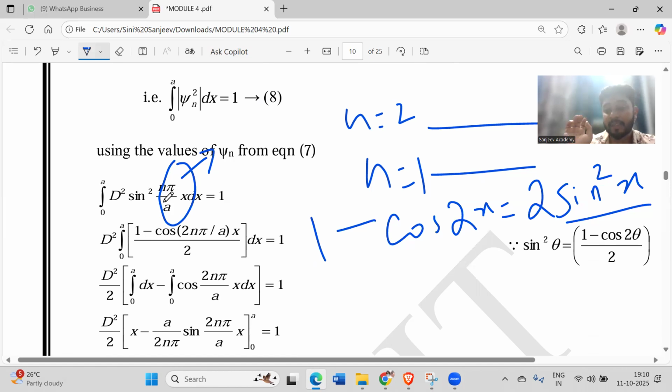Okay, n pi by a x instead of x actually. So 1 minus cos 2x, and this 2 will go down here. That's it. Then you have to integrate this thing. Integral of dx is what? X. Correct? Cos integration is what? Sine. Correct? Sine 2n pi by a x divided by 2n pi by a. So that will go to top. Is this step clear? Please let me know in the chat option.